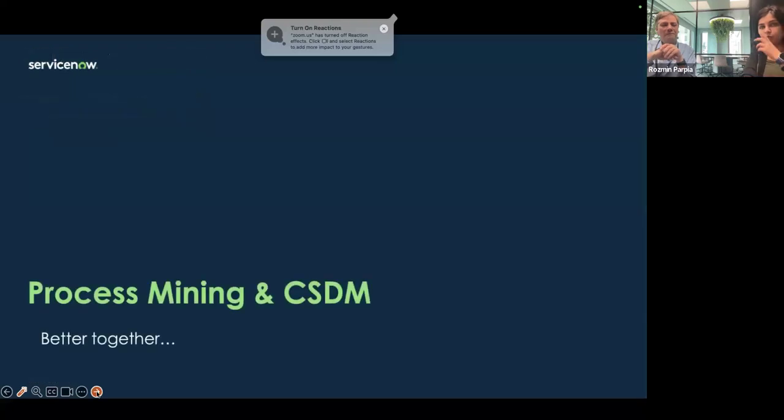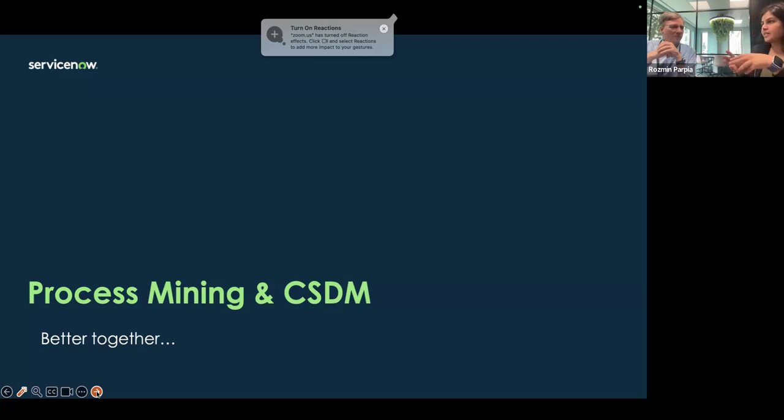Now I think we're going to move on to the meatiest portion of this session. We've had such a good chat that we have no idea how many minutes we have left. But process mining with CSDM: you and I have been collaborating for the last few months, almost 6 months now, to understand this.